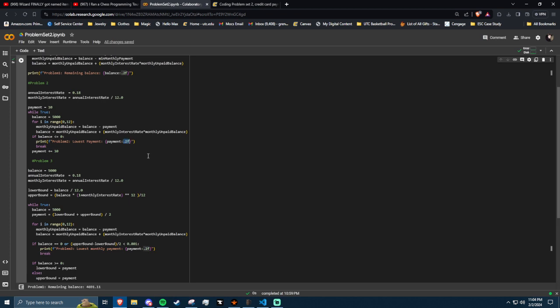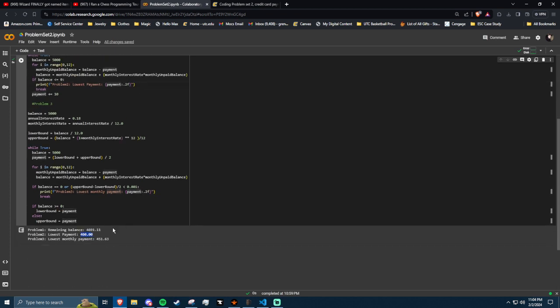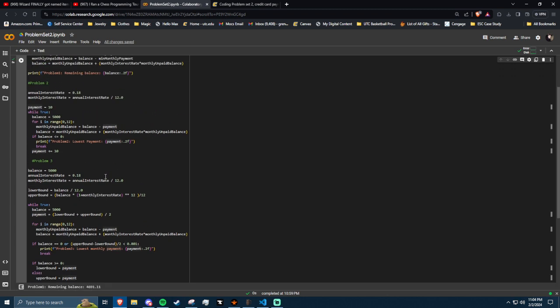And the 2F is just here to make sure that it only goes to 2 decimal places, because otherwise it's going to print out a whole bunch of decimals, and that's not how money works, at least for our purposes.